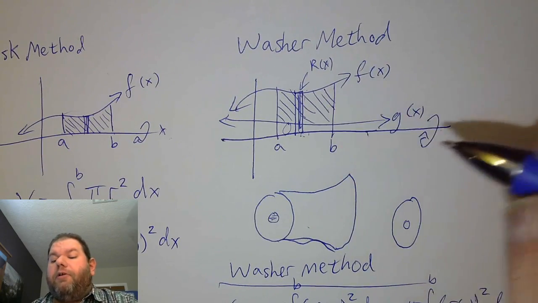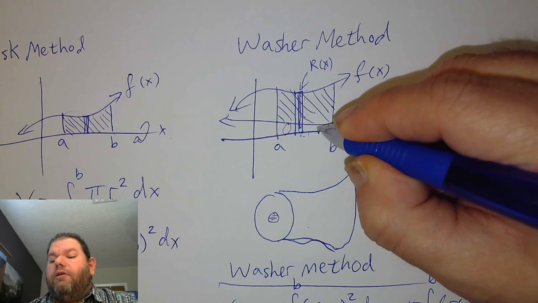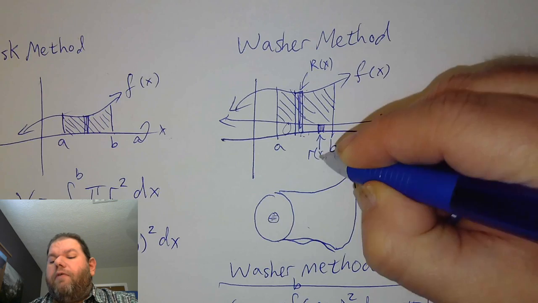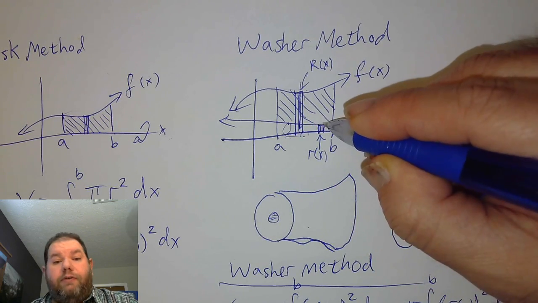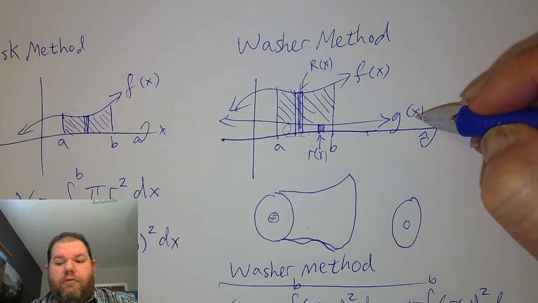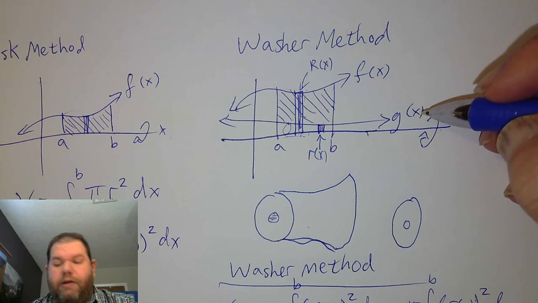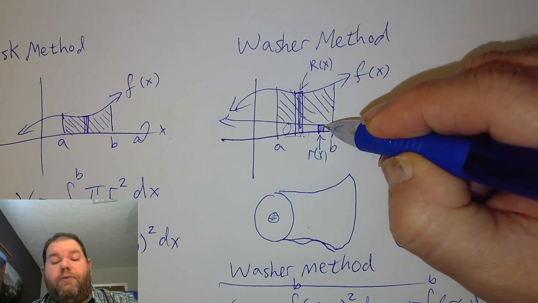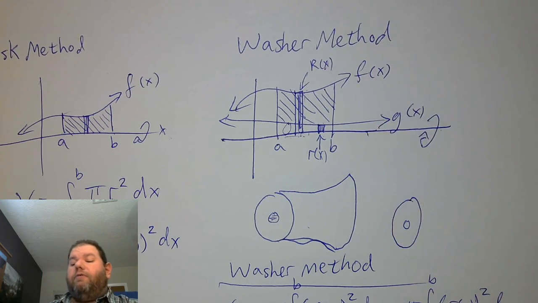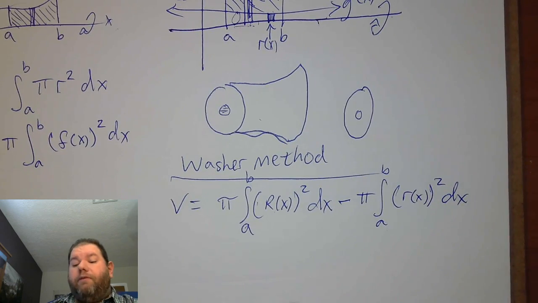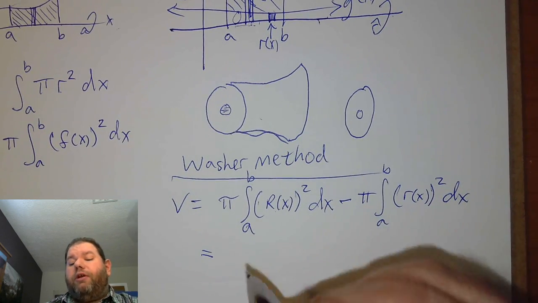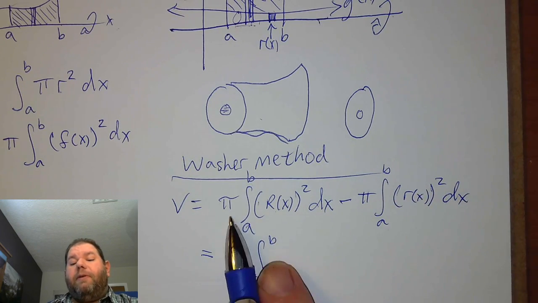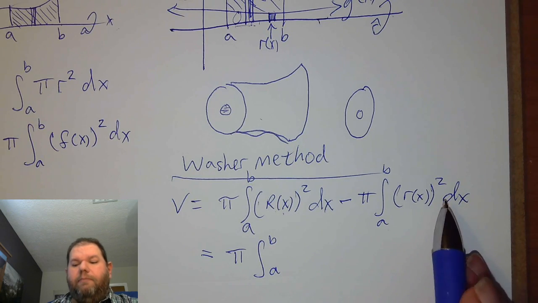So I'm going to call this capital R of x, and then little r of x will be the radius from the axis of revolution to the closest function, closest boundary. So from here to the farthest one, that's R of x. From here to the closest one, little r of x. And so this is our formula for the washer method, and we could actually combine it into a single integral. I just wanted to demonstrate it's basically a disk method minus a disk method.